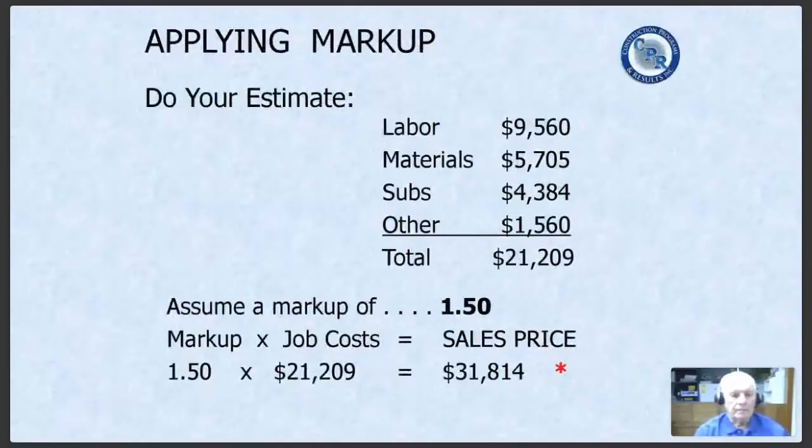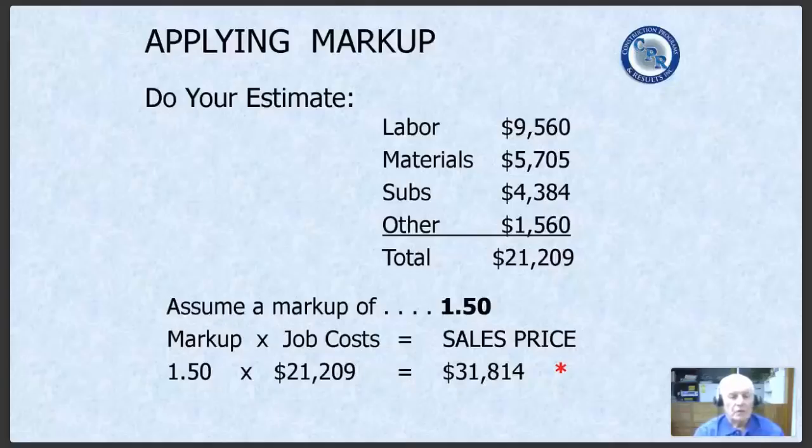Now, we're going to take this a little bit slower because I tend to rip through this pretty quickly. So let's assume you're doing, say, a remodel job, or maybe you're a specialty contractor, whatever it is, and you're going to do an estimate for a small job. Your labor is calculated. Now, this is fully burdened labor rate, by the way. This should be on your estimate. It is $95.60. That's your labor rate for this particular job. Your materials are $57.05. Your subcontractors are $43.84, and your other costs are $1,560 for a total of $21,209. That is our job cost, or cost of goods sold, if you will.